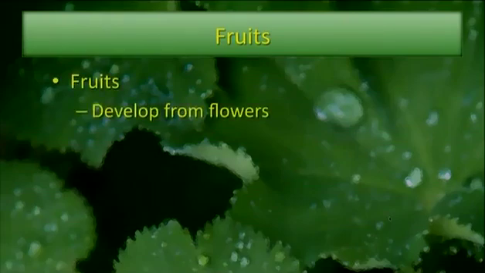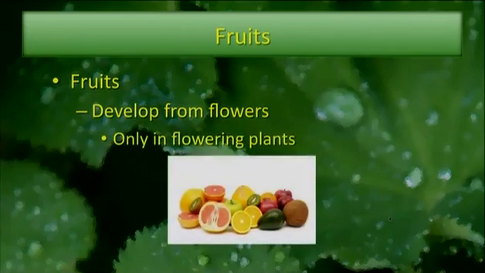Okay, here we are back again. Now we'll go to the fruits. Fruits develop from flowers, so only flowering plants can have fruits. It only occurs in flowering plants. Fruits may be fleshy, or they may be dry at maturity. They may split, or they may not split, depending on the kind of fruit. So we're going to go into fruit types.